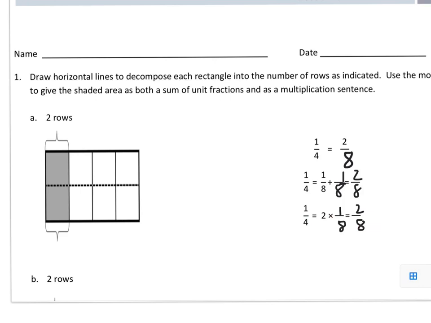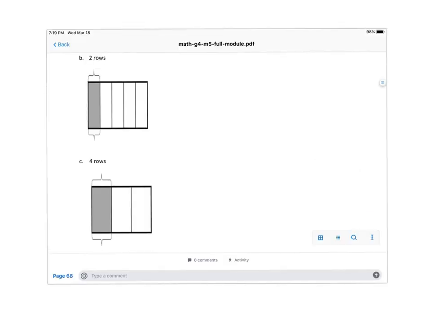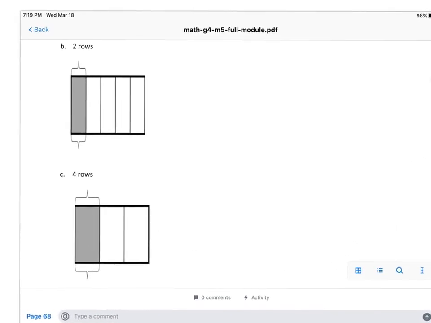So a couple steps here. Let's take a look at the next one here. So they want us to break it into 2 rows. Right now they've got them in columns, and columns is the up and down, and so their first column is 1 colored in out of 5. So their fraction is 1/5. They want me to break this into 2 rows, and 2 rows is that horizontal line. I need to have 2 sections here. So I'll break it right in half as close as I can.